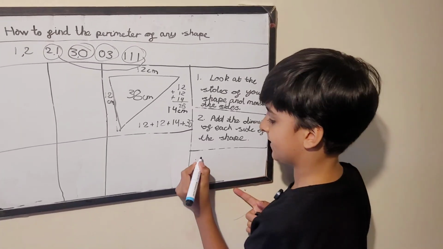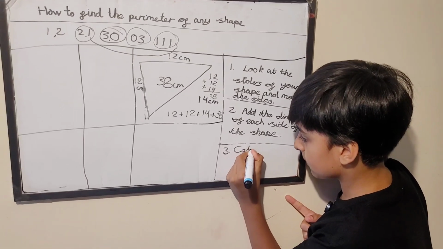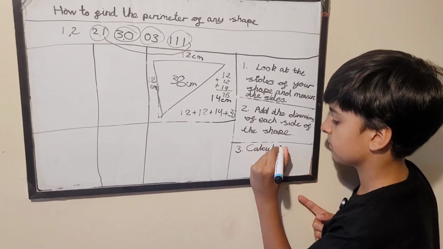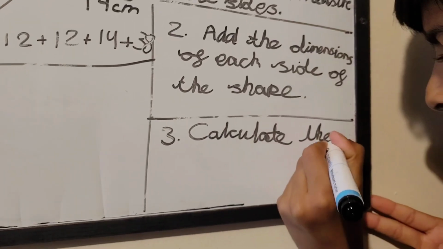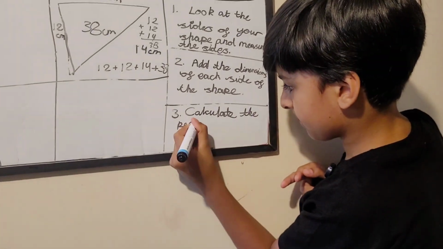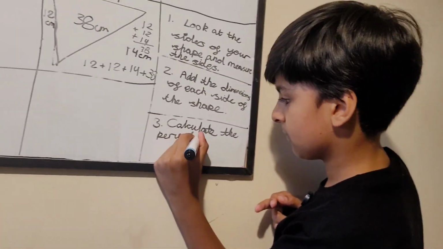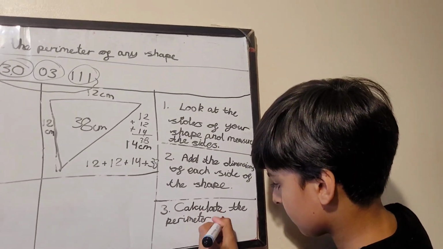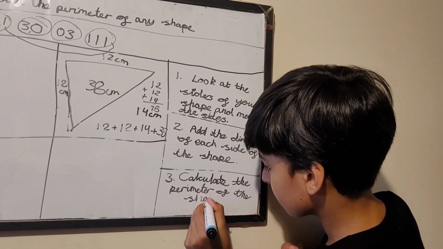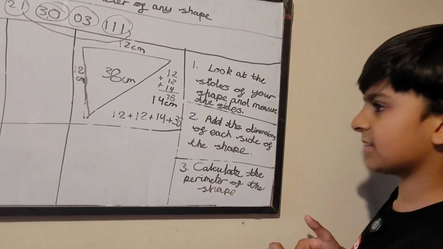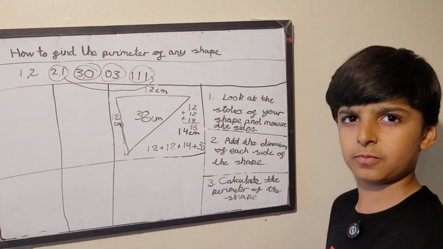Step 3 is calculate the perimeter of the shape, which means to find it out and display it on your work.